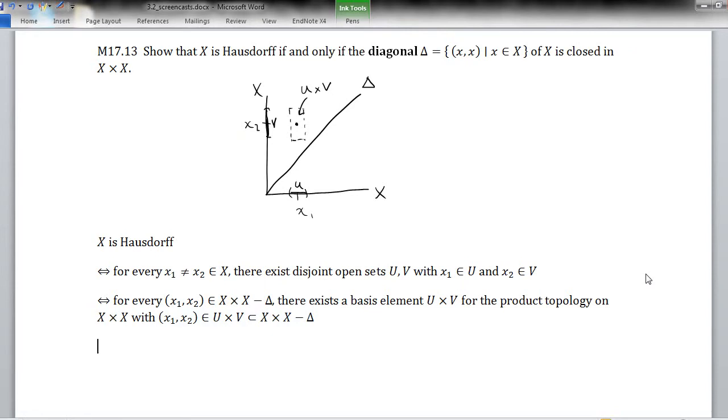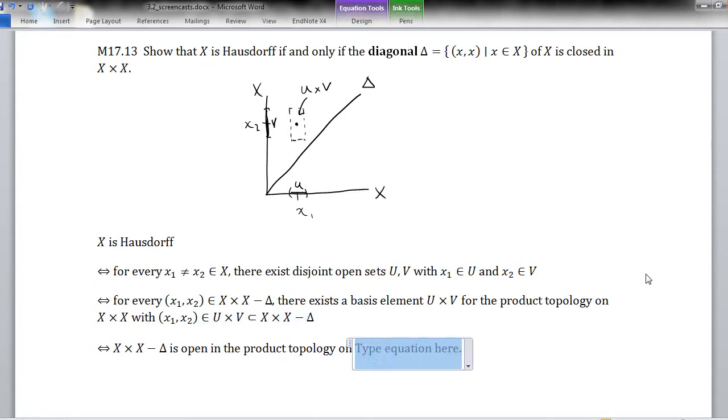Now, that is equivalent to this complement of the diagonal being open in the product topology on X times X. Okay. Why is that? Well, how do you show something's open? You take some point x1, x2 in it, which is depicted in our picture here as this point, and you have to find some basis element of your topology, in this case the product topology on X times X, which contains that point x1, x2, and is contained in the thing that you're trying to show is open, right? That's exactly what we have in this statement here. And you see what it looks like, right? It's this base element U times V, just the product of U down here and V up here.